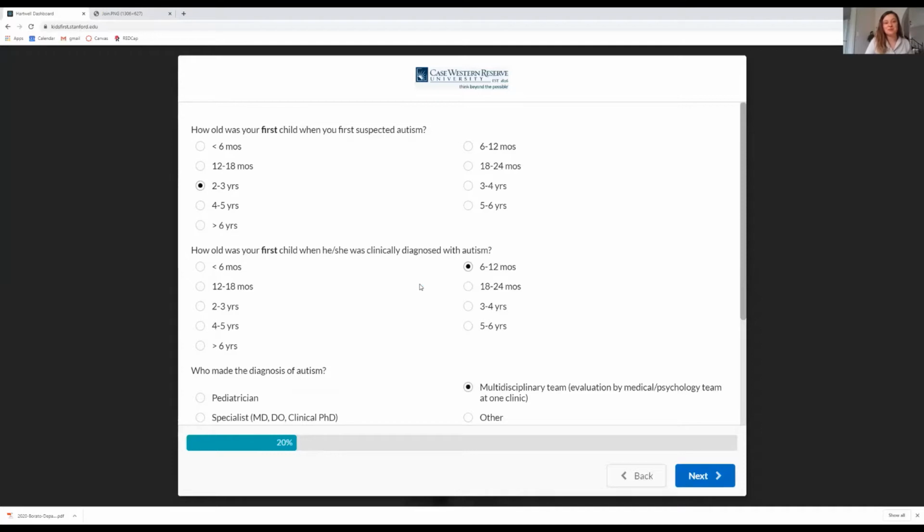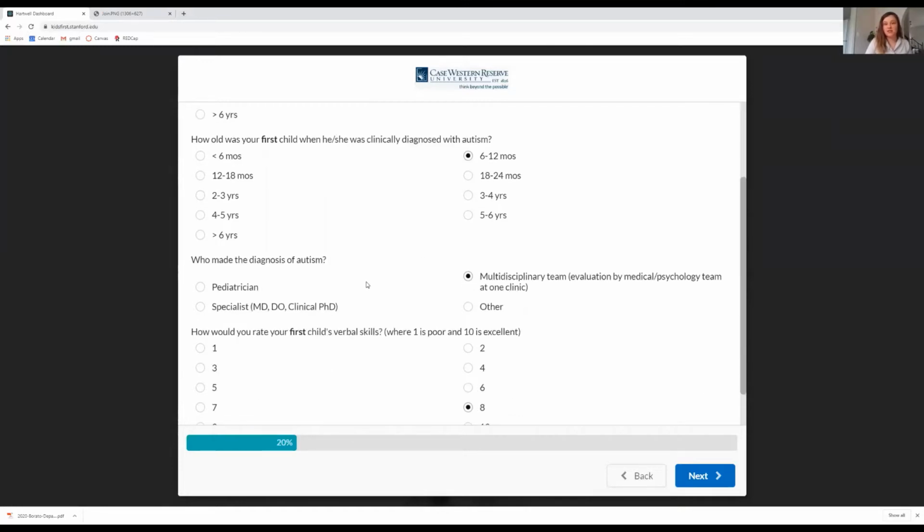On this next page, please indicate at what age you suspected that your child might have autism or at what age it was suggested to you by your provider. Next, please indicate at what age your child was officially diagnosed. Then in this question, answer who made the diagnosis, whether it was a pediatrician, a specialist, including people with MD, DO or PhD after their name, or a multidisciplinary team, which is an evaluation by a medical or psychological team at one clinic.